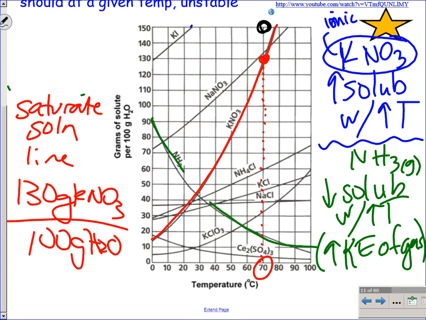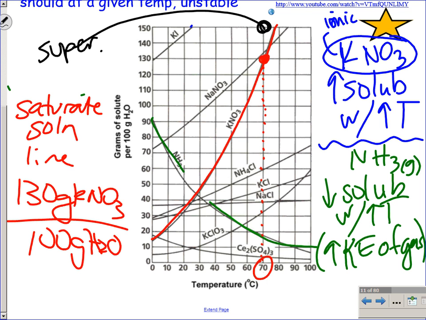If I said 150, I'm above the line. So what does above relate to? Supersaturated. So what's another way? Above means super, prefix. Superimposed, like on top of. So there's many ways you can maybe think of that. But this is our supersaturated solution.